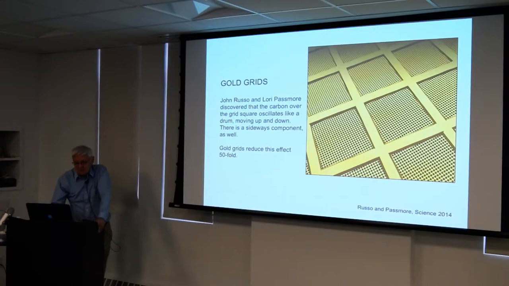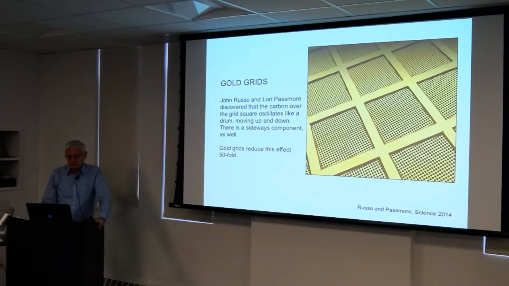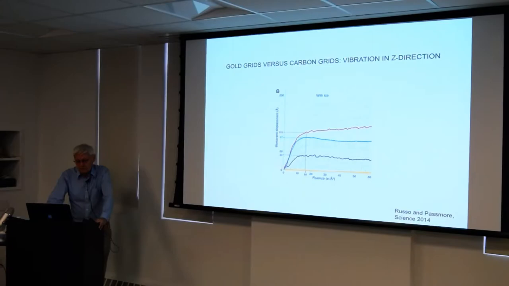Gold grids. They were introduced a few years ago by John Russo and Gloria Passmore. They discovered that the entire grid sort of goes up and down like a drum under the electron beam. This is an effect of the charging. Since there is a sideways component, you do get a substantial reduction of resolution. And the gold grids were shown to reduce the effect by a factor of 50.